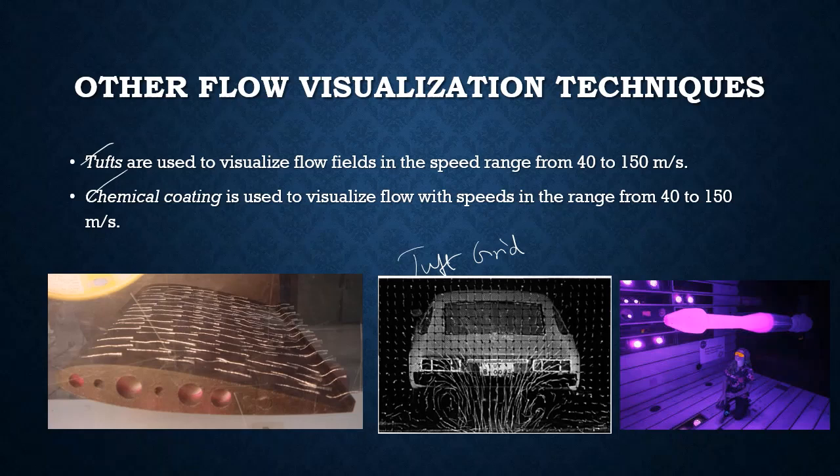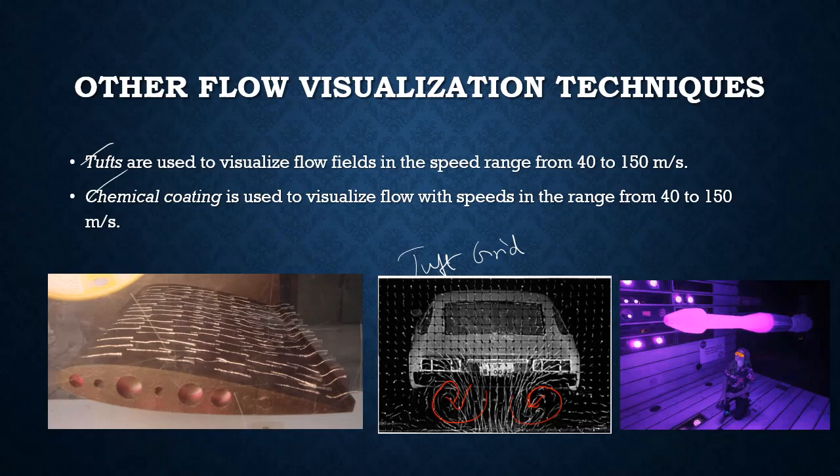So here the vortex moves in this form. We can see this vortex motion in this form, and we have to find the strength of the vortex. We can really predict the strength of the vortex using this tuft grid technique, right?